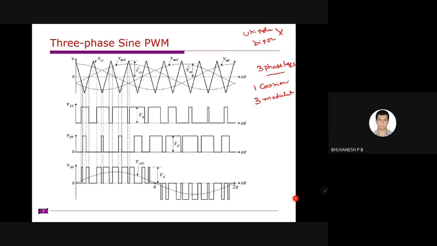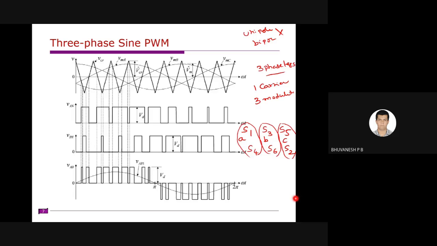You have switches here like this, right? You have switches S1, S3, and S5. Similarly, this is S4, S6, and S2. So this is the three-phase inverter. This one composes one phase leg, this another phase leg, and this another phase leg. So this is A phase, B phase, and this is C phase. So you require one carrier and three modulating signals.